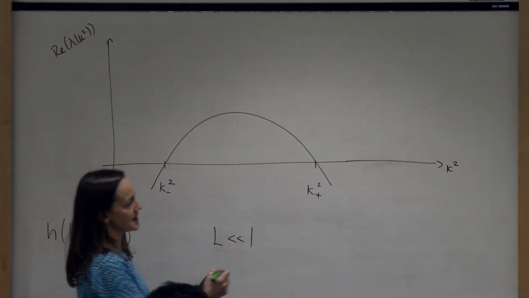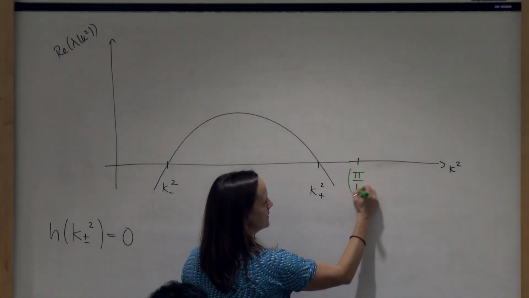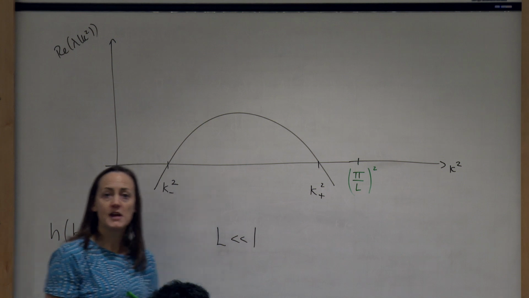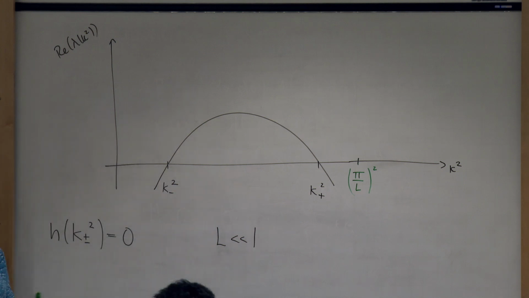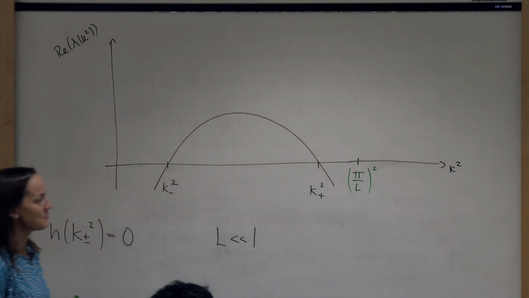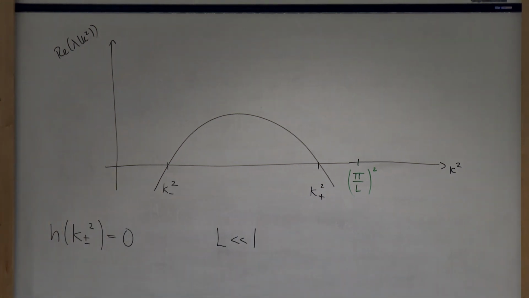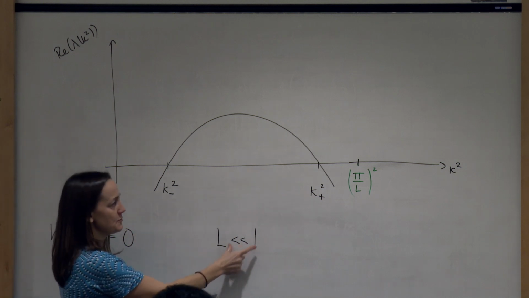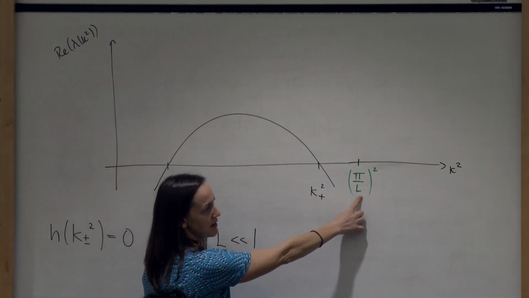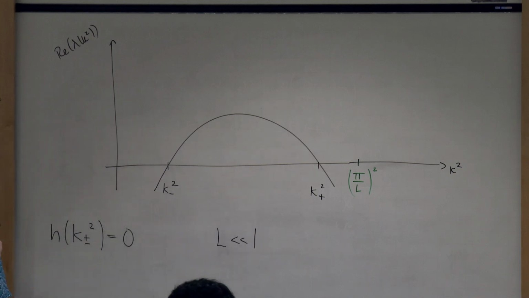But what happens if this is pi? If the domain is very, very small, I could have pi on L squared over here, right? And if pi on L squared is here, then effectively 2 pi, 3 pi, all of the n pi on L squareds are much further down the axis. Which means that if the domain is too small, I can't find any of my allowable values of k that have the real part of lambda being positive, okay?